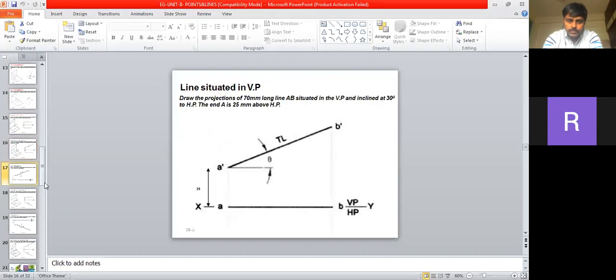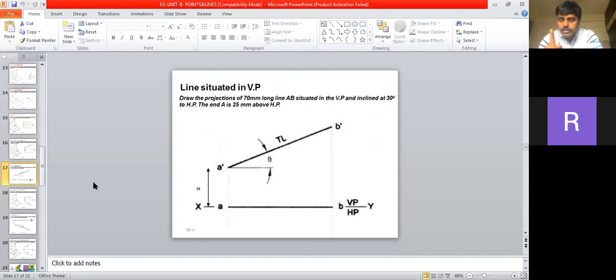I'll go on to another important problem, related to this. See now, if a line is situated in the VP: earlier we drew an angle and wrote 40 mm in front of VP, so I drew the line 40 mm below. Please take a screenshot. You have to solve this problem too.